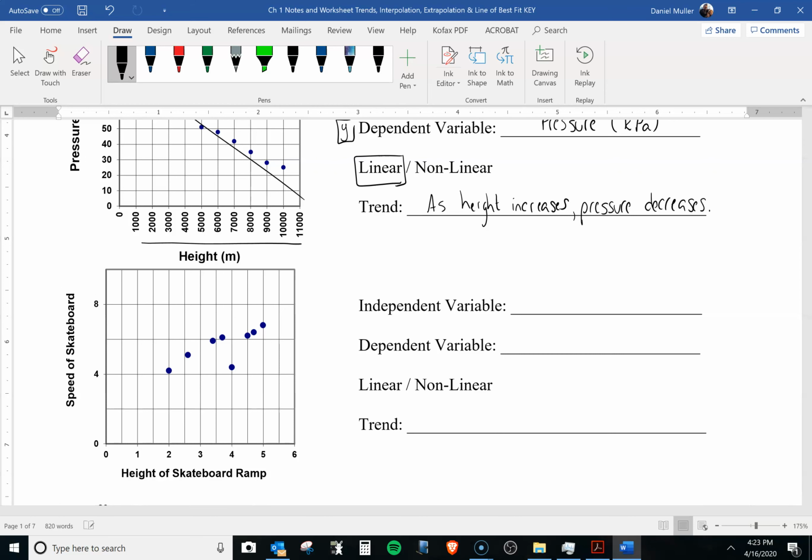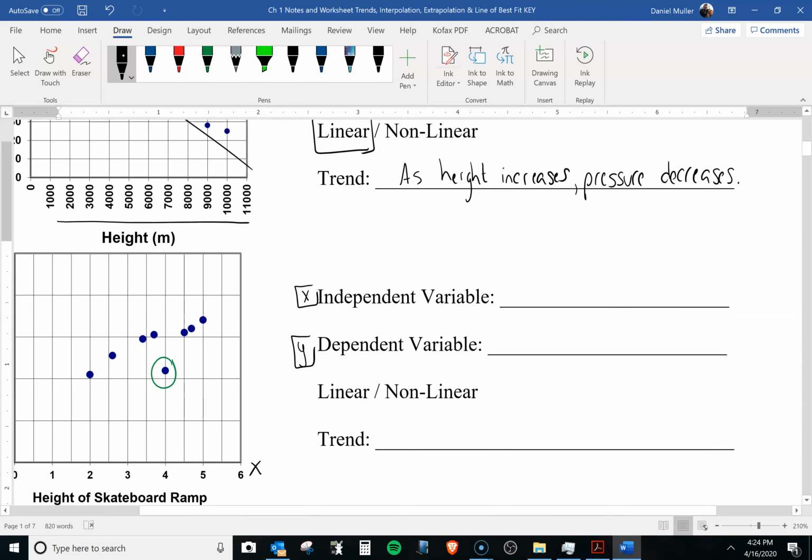Okay, so circle any outliers. In this one, yes, looks like it's way off there. Independent variable, that's the x-axis. Dependent is the y. So the x-axis is down here. The y-axis is up here. And this is the height of the ramp. So this is the height.